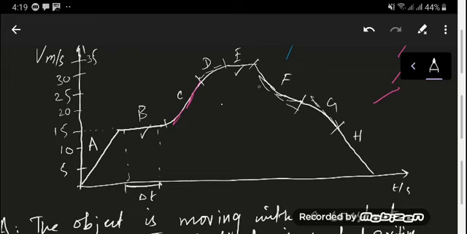But as you see in F and G, what is happening? The gradient is non-constant, right? In F it is becoming less steep but in the negative direction, and in G it is becoming more steep in the negative direction.